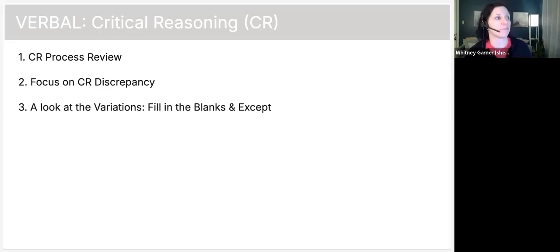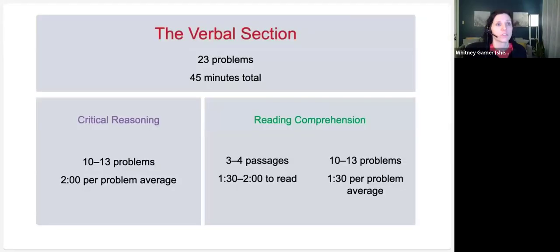Now, before we get fully into one of these discrepancy problems, let's step back. Let's take a look, and I can pull up for you a big picture understanding of how discrepancy works on the test. So critical reasoning is part of the verbal section of the GMAT. The verbal section consists of 2 question types: critical reasoning, which is the one we're focusing in on this evening, and reading comprehension.